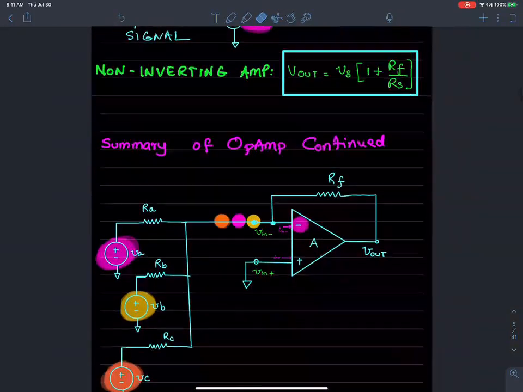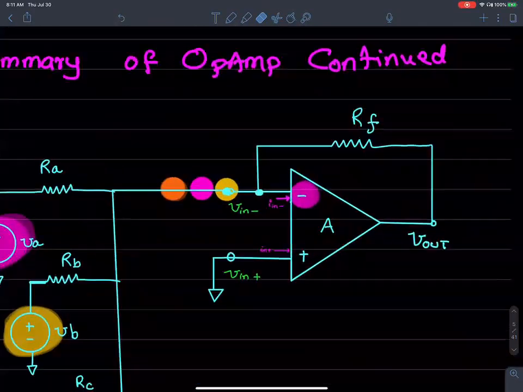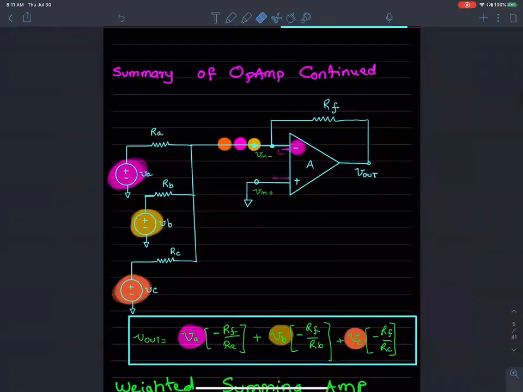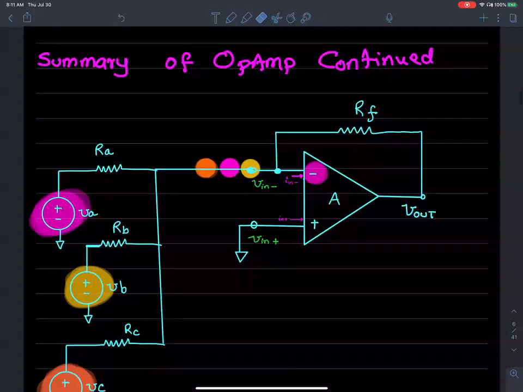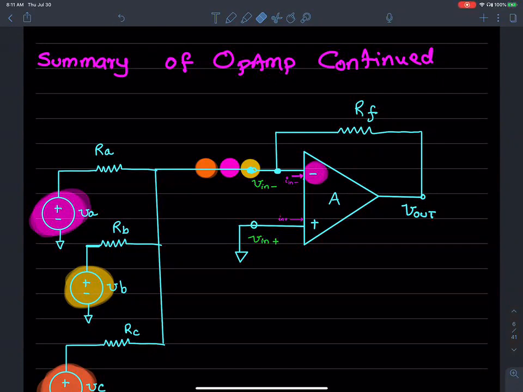Then we went on to a summing amplifier. Summing amplifier has more than one input. Here I have three, A, B, C, but I can have more. But the idea is when I have three inputs, I know for a fact that the inputs are connected to the negative terminal. Hence, this is an inverting amplifier with three inputs.